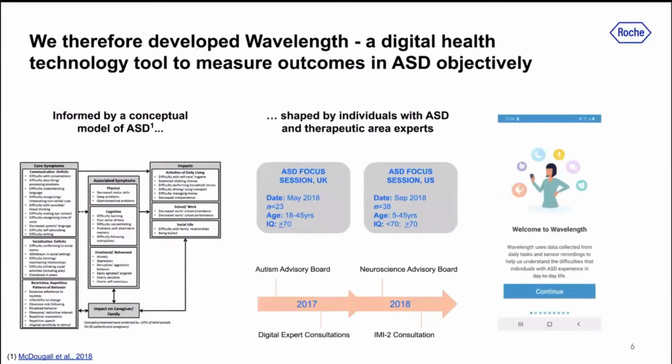Based on this rationale, we have developed a set of assessments that we call wavelength to use in our clinical trials. And this was originally informed by qualitative research with individuals with ASD and their families to understand what symptoms are most important to measure. We then developed some prototypes of the assessments, which we took to focus sessions in the UK and the US with individuals with ASD to get their feedback, and also took the input of experts through advisory boards and expert consultations, and then based on this developed our assessments.